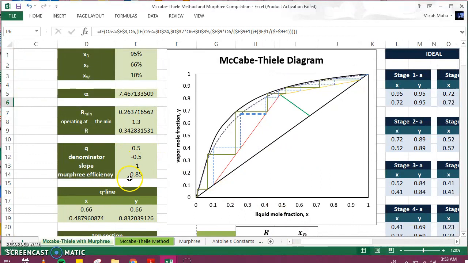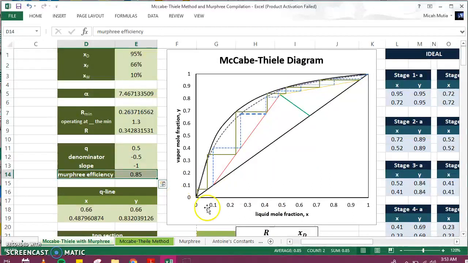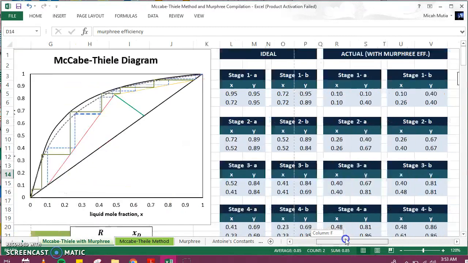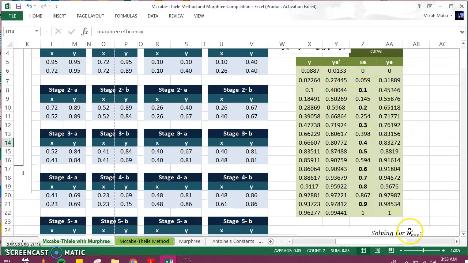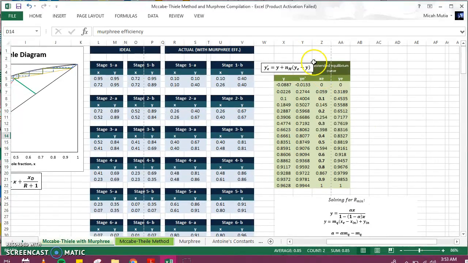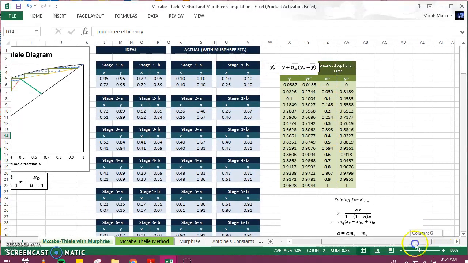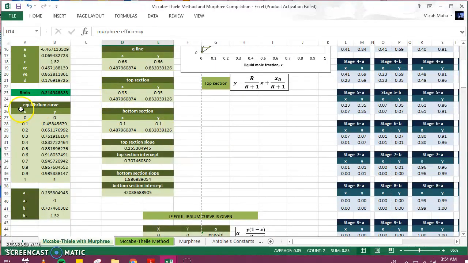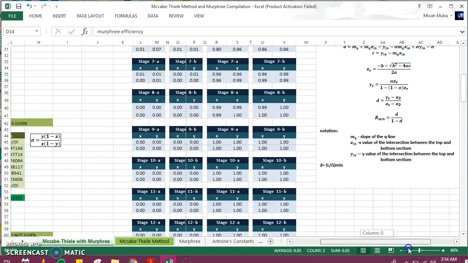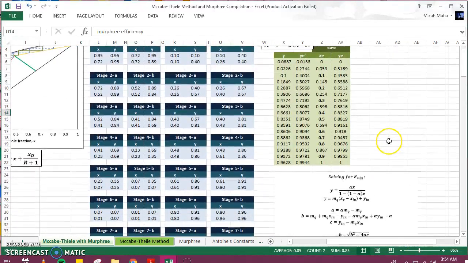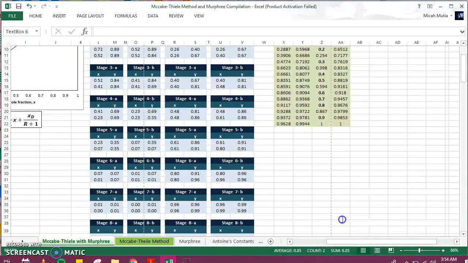Next, we will incorporate the Murphree efficiency in our Excel. Given the Murphree efficiency, we can graph the actual curve. XE is the same as the X values used in the ideal equilibrium curve. So the values given for XE are from the equilibrium curve here and from the given equilibrium curve in the problem. As per given XE values, we can calculate for the YE with this equation.